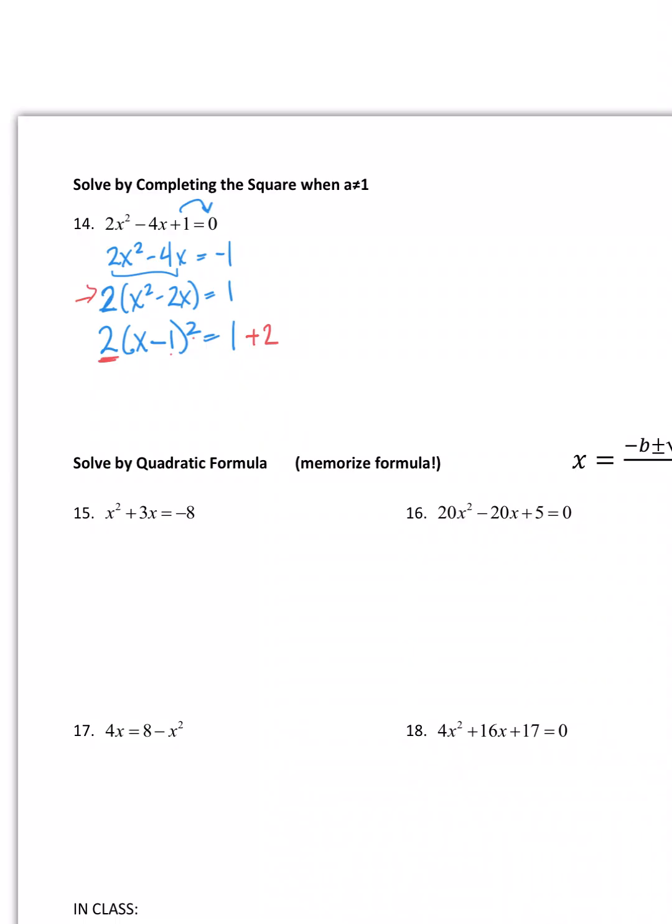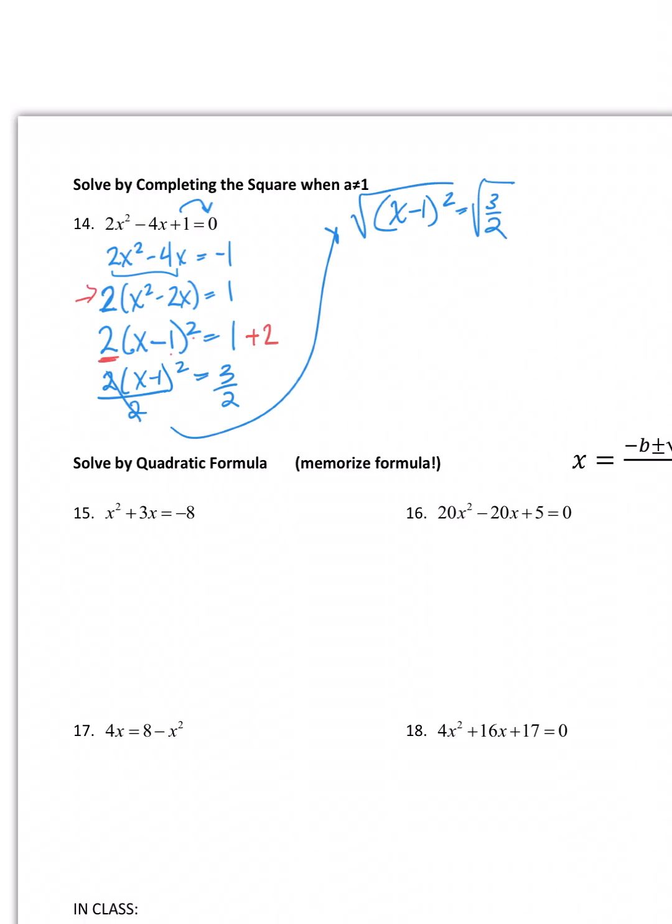So what happens now? Well, now you're going to have 2 times (x minus 1) squared equals 3. Now before I can do extracting the square root, I need to isolate this piece. So I need to divide by 2 first. And then I'll have (x minus 1) squared equals 3 halves. All right, now we do the extracting the square root business. And I'll have the absolute value of x minus 1 equals square root of 3 over 2.